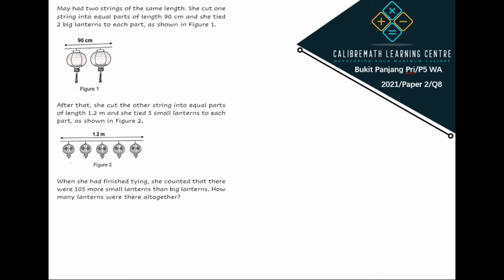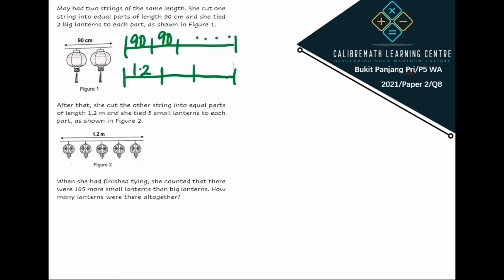May had two strings of the same length. Let's draw out a diagram to visualize it. The two strings of equal length. For the first string, she cut it into lengths of 90 cm, 90 cm. We don't know how many 90 cm she cut it into, so we're going to put dot, dot, dots. And for the second string, she cut it into 1.2 meters, and we don't know how many 1.2 meters she cut it into, so we're going to write dot, dot, dots.